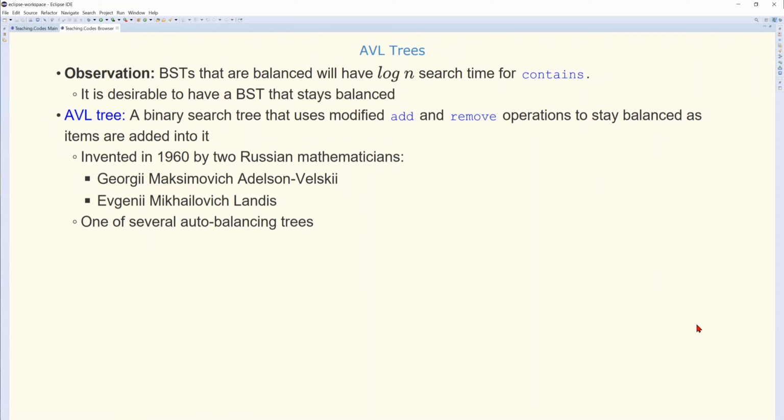So what we observe is that the binary search trees that are balanced will have log n search time. Why? Because since they're balanced, in every comparison, you will be getting rid of almost half of the search space. So with log base 2 of n comparisons, you should be able to find what you're searching for. So therefore, it is desirable for us to have the binary search trees as balanced as possible.